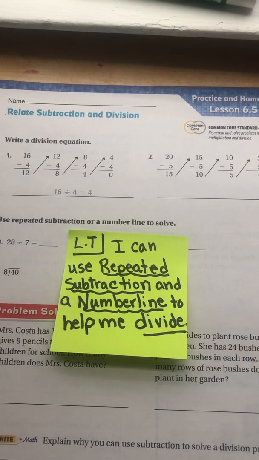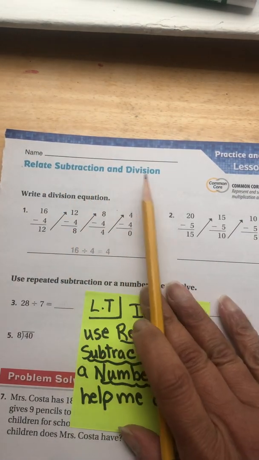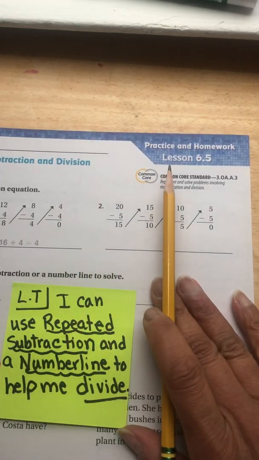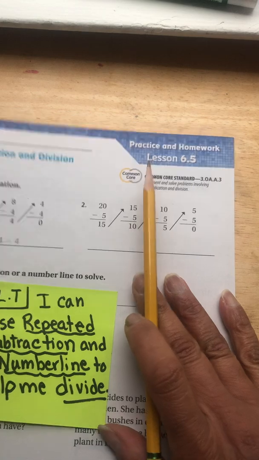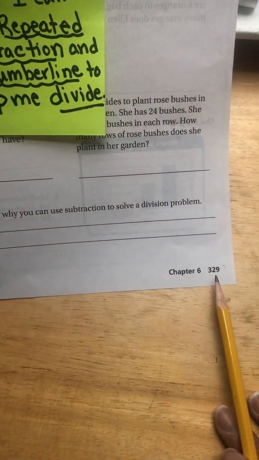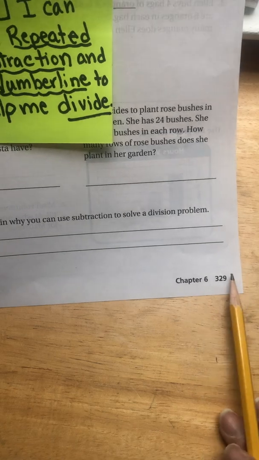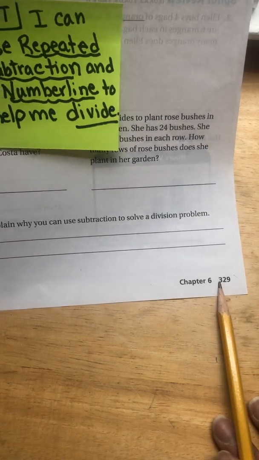This is Ms. Harling. I'm here to go over tonight's homework for Mrs. Graham's class and for my class. This is the homework that I assigned for you to do tonight. It says at the top, relate subtraction and division. It is practice and homework lesson 6.5. And at the bottom, we are on page 329. This is chapter 6. The back of this paper would be page 330.